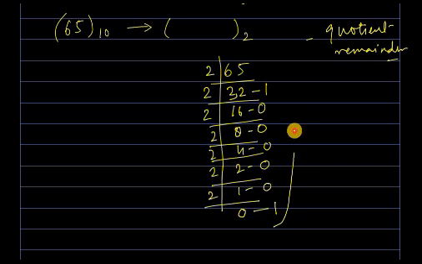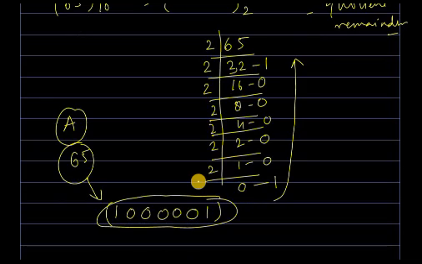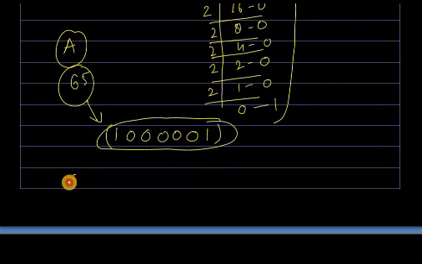Now from bottom to top, pick this collection. So this collection is 1 0 0 0 0 0 1. How many zeros? 1, 2, 3, 4, 5, and 1. So this is the equivalent value of capital A or 65 in binary. So if you provide 65 or just A to the computer, the computer takes it this way. This is its answer for the computer. So if the question is what is the value of 65 in binary, the answer is this value.